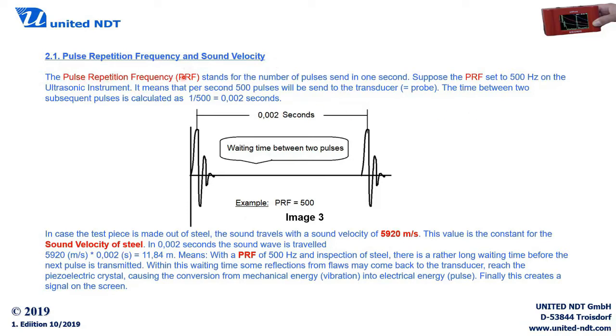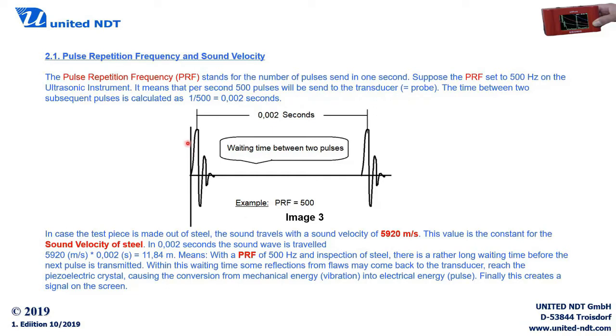The PRF stands for the number of pulses sent in 1 second. So suppose the PRF, the pulse repetition frequency, is set to 500 Hz on the ultrasonic instrument. It means that per second we have 500 pulses sent to the transducer, to the probe. Transducer and probe have the same meaning. The time between two subsequent pulses is calculated as 1 divided by 500. 1 second divided by 500 is 0.002 second.